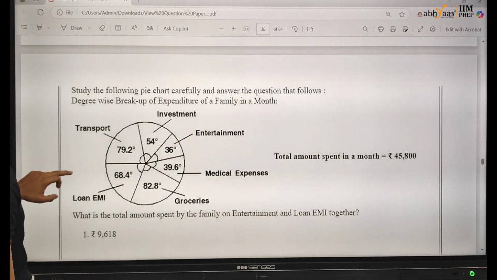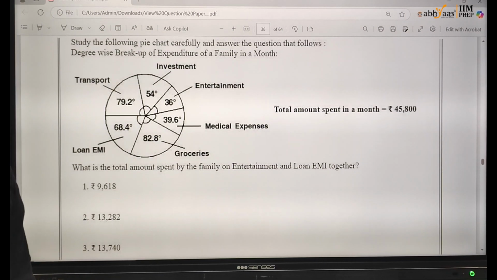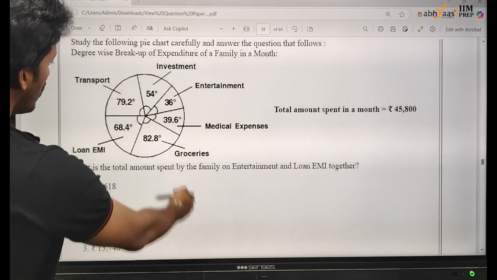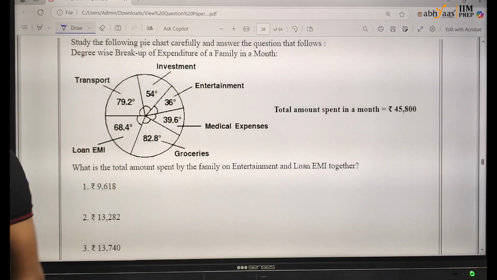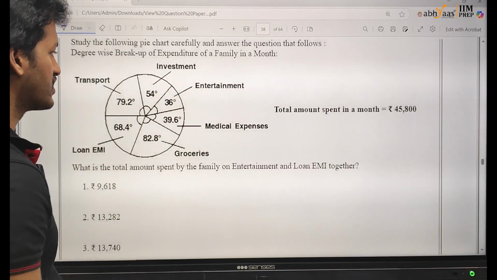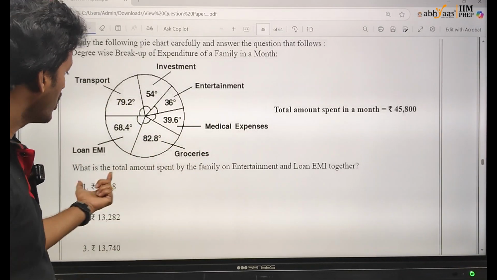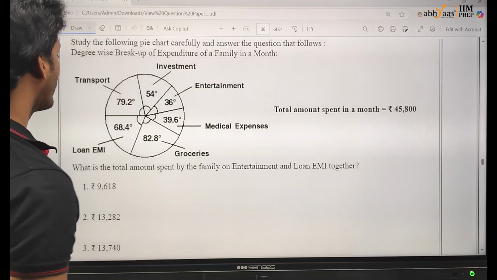Now let's go for the next chart. Study the following pie chart. It shows the degree wise breakup of the expenditure of a family in a month. Okay, they have given degrees. So what we have to do? Convert the degrees into fractions first. But is it required for every degree? Not at all, because in an examination, we have to check which questions were asked.